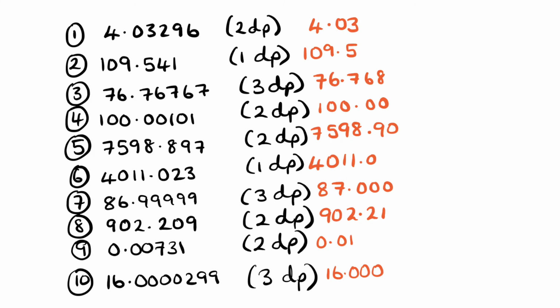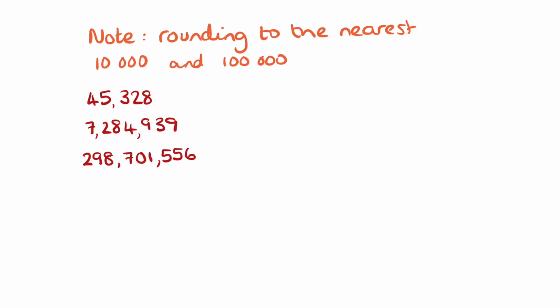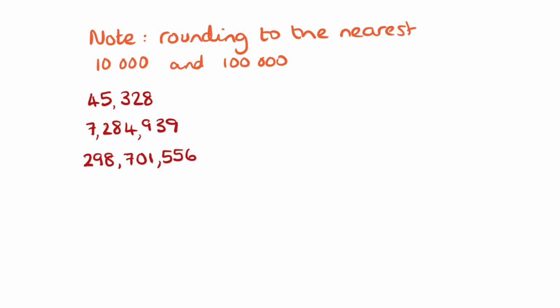And now we've just got one more bit to look at. I hope you did well with those ones. The only thing that we've not looked at yet, that we're not going to spend very long on, is rounding to the nearest 10,000 and 100,000. Okay, so we're just going to do a couple of examples of these.